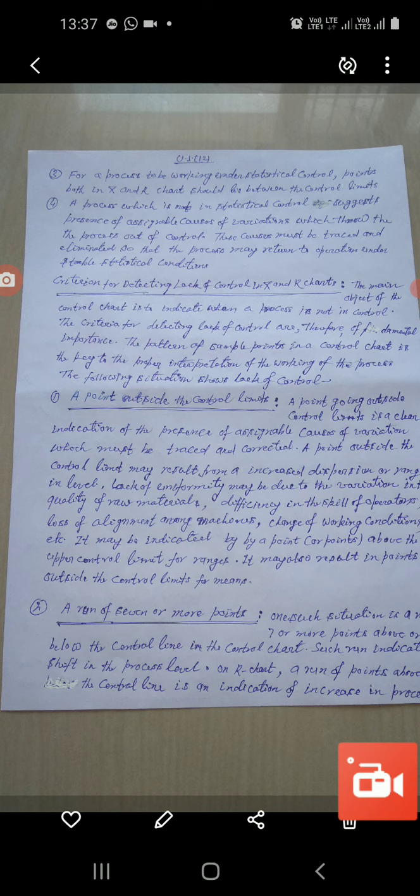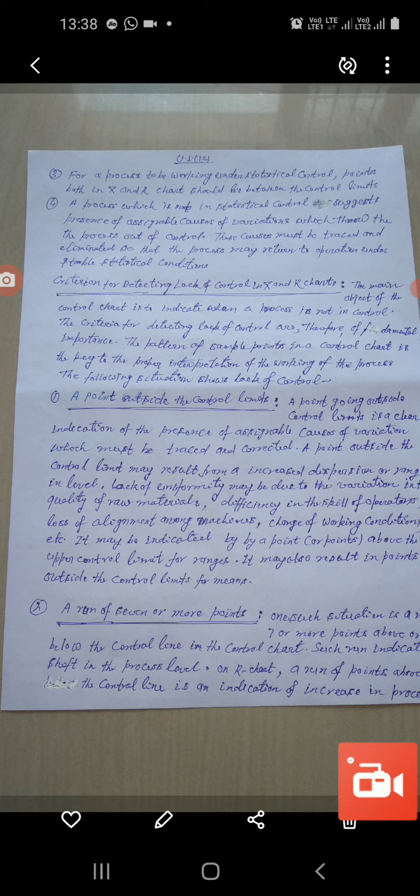The pattern of sample points in a control chart is the key to the proper interpretation of the working of the process.